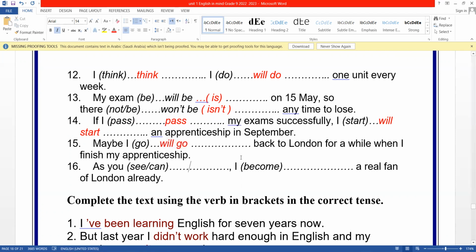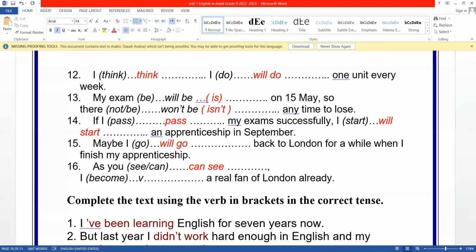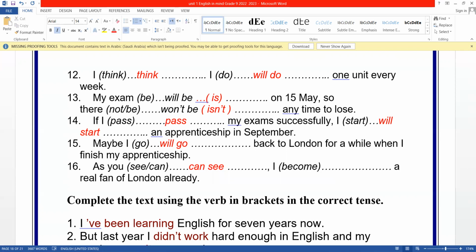Number 16, as you can see, it's the same: can see. Can is followed by the infinitive form or base form of the verb. Can see. I have become.